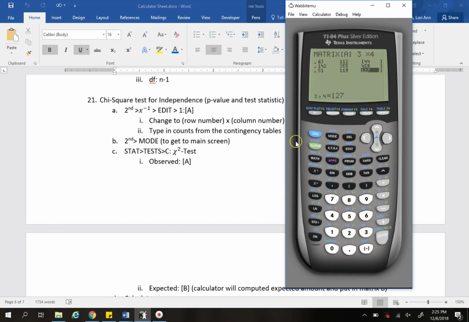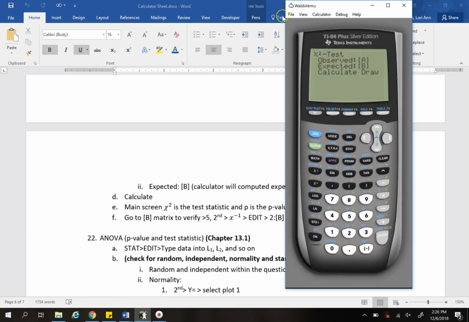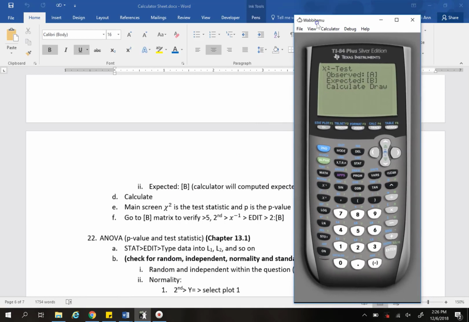Okay, once that's done, go to second mode to get to the main screen. Go to stats, tests, option C. The observed was in A. The expected is in B. The calculator is going to compute that for us. So go down to calculate. Here's the chi-squared test statistic and the p-value. We're going to get into that next.